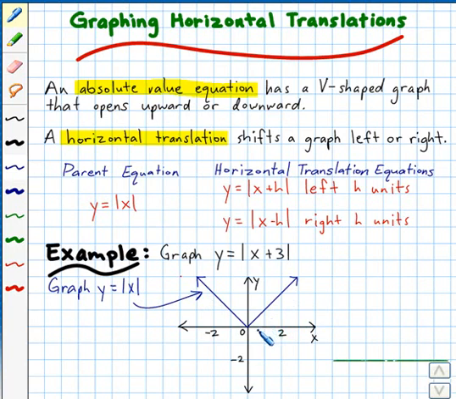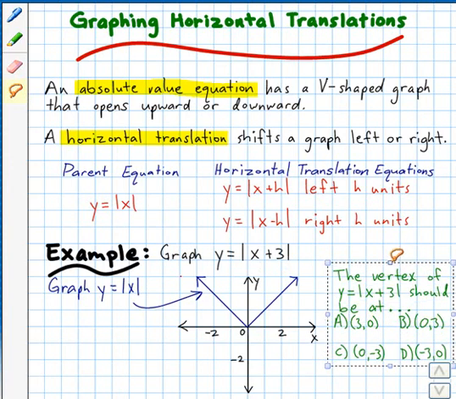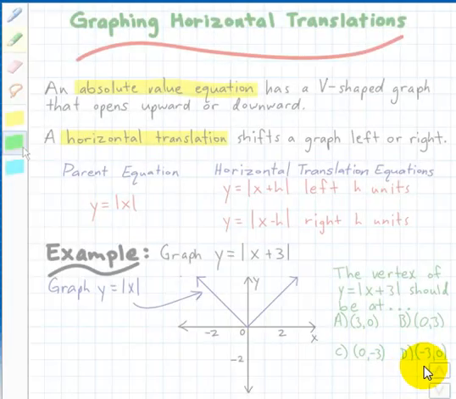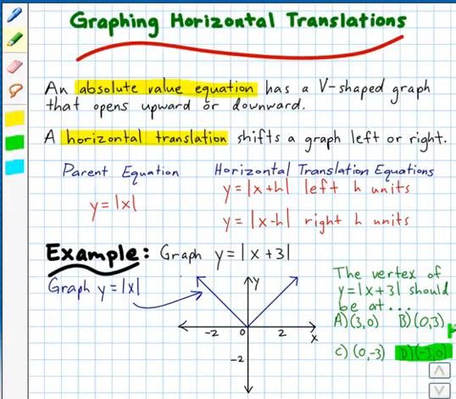Now, where do you think the vertex should be for y equals the absolute value of x plus 3? Do you think it should be at 3, 0, 0, 3, 0, negative 3, or negative 3, 0? Choose A, B, C, or D. Yeah, D is correct. Negative 3, 0.